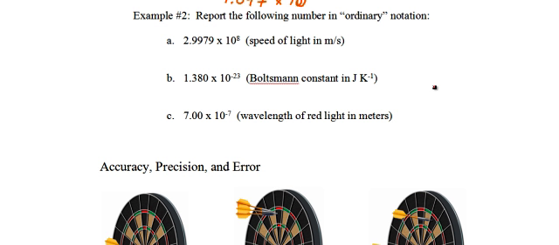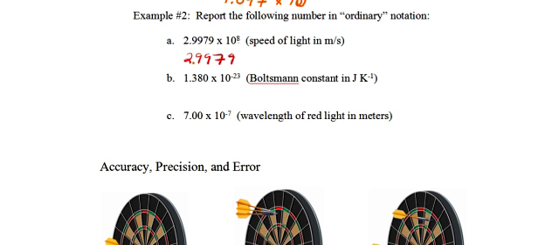If the speed of light is 2.9979 times 10 to the 8th power, how do we express that in ordinary notation? Well, again, what you're trying to do is move the decimal back to where it should be. So if I write these numbers out, 29979, currently the decimal in the scientific notation is right here.